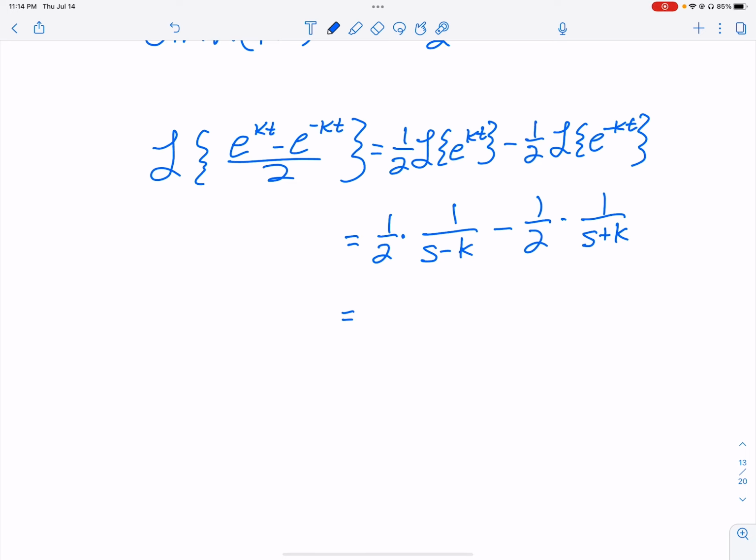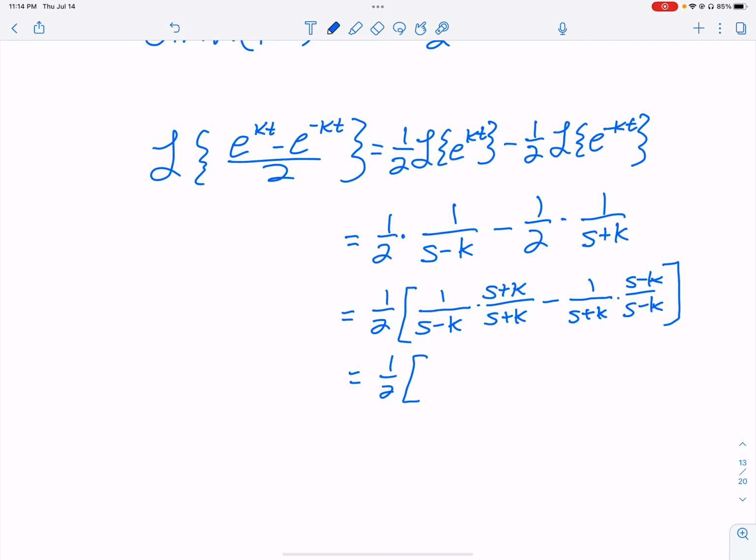All right, I'm going to pull out this 1/2, and then I need a common denominator. So the common denominator, and I'll show all these steps here. I'm going to multiply by the other denominator. That's our only option here. Right, doing that, we get 1/2 is still there, and we get s plus k minus s minus k. That's distributing the negative in the second one. Denominators end up being s squared minus k squared.